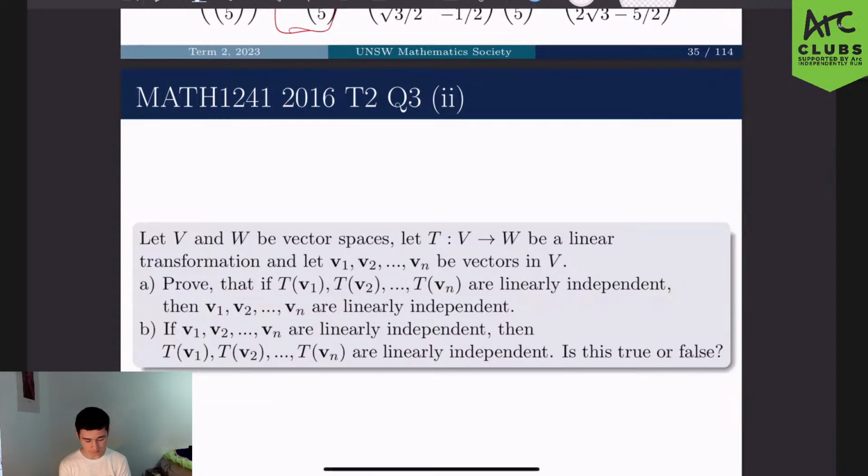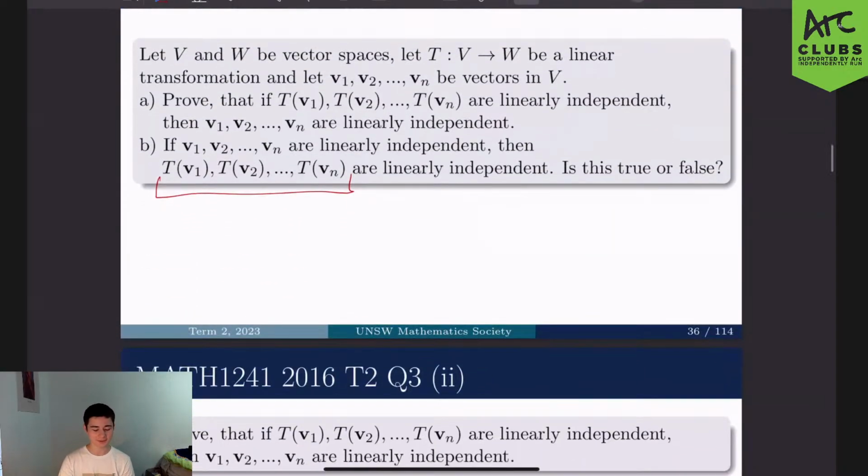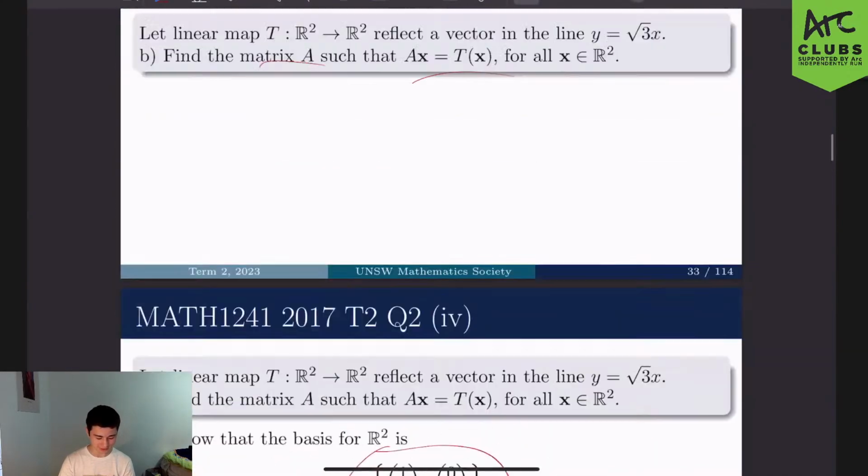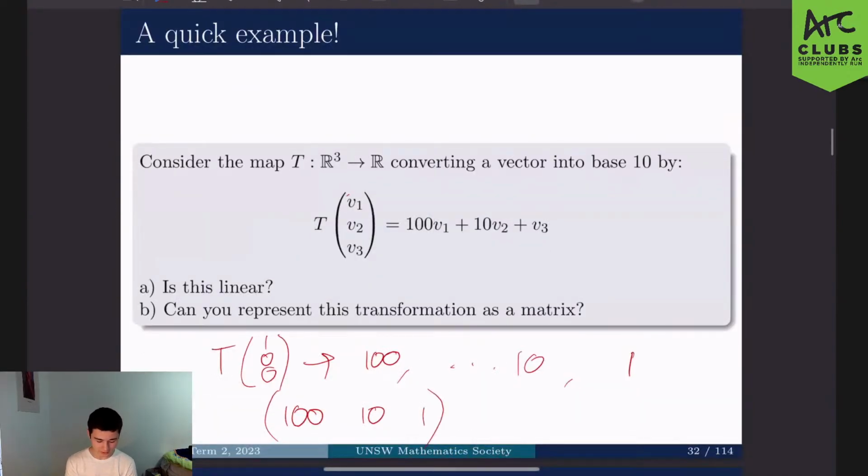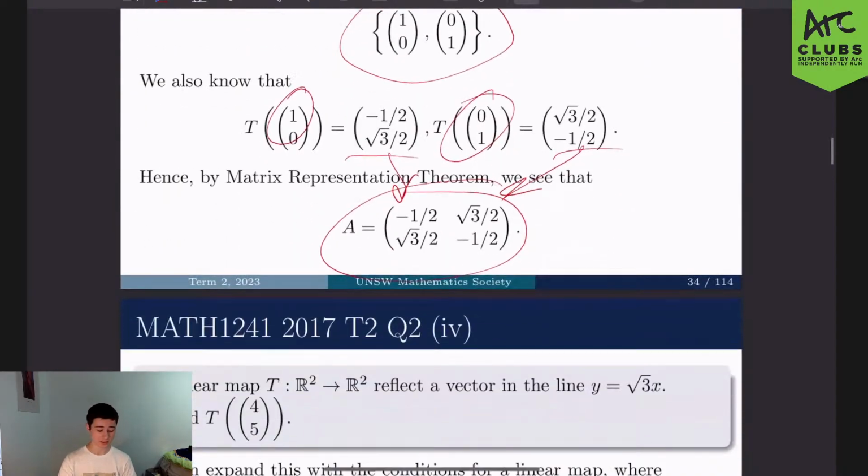Next thing: if the vectors given are linearly independent, is the set of the transformed vectors linearly independent? We're going to find that it's false, because if we look back at our quick example which we did before, even if this is linearly independent, everything here, just because of the basis, is going to be dependent. Everything has to be dependent because we're dealing with R. So we already understand that it's not necessarily true.